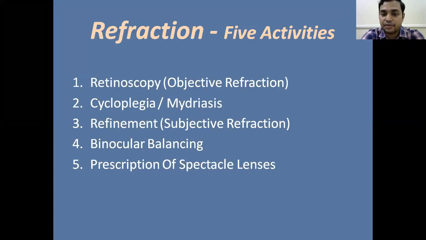So what are the 5 activities required in refraction in ophthalmology? First, we have to dilate the patient with the help of cycloplegics or mydriatics. Then we have to do objective refraction with the help of retinoscopy. It is a specialized instrument which is used to assess the refractive error of the patient by objective method. Then we have to refine the findings of the retinoscopy, that we call subjective refraction.